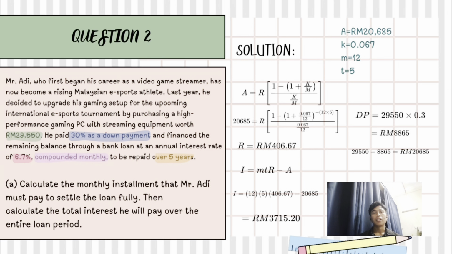Then the next, the bank charges 6.7% interest per year, compounded monthly for 5 years, using the A formula, which is mostly used for the present value of a loan. We find that his monthly installment is 406 ringgit 67 cents. To find the total interest paid, we multiply the monthly payment by the number of months. 12 multiplied by 5, we will get 60 months, and subtract the principal. This gives a total interest of 3,750 ringgit Malaysian 20 cents.